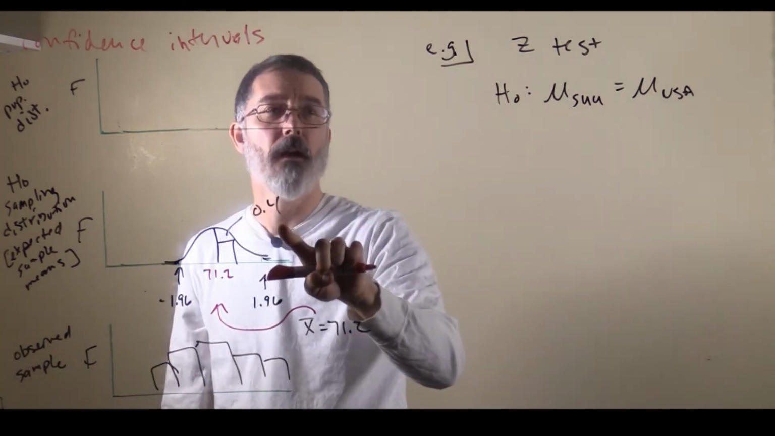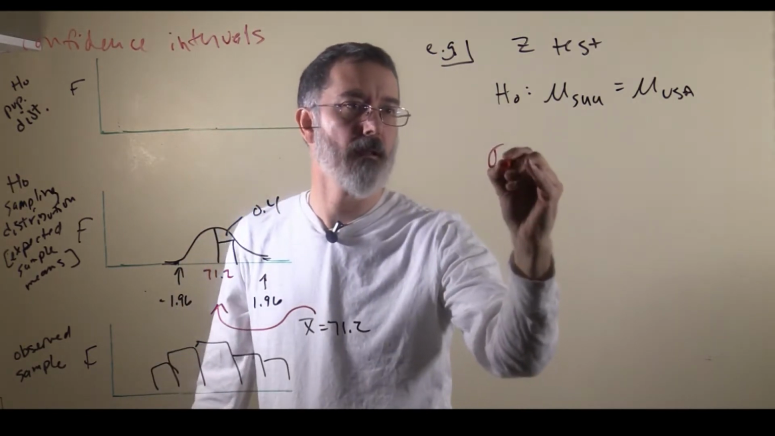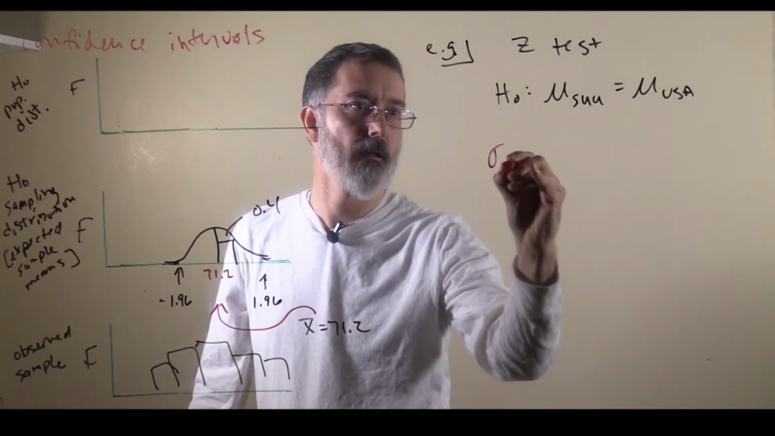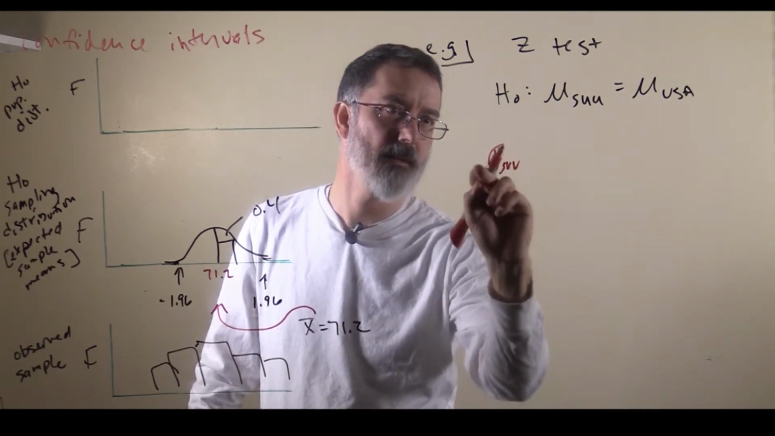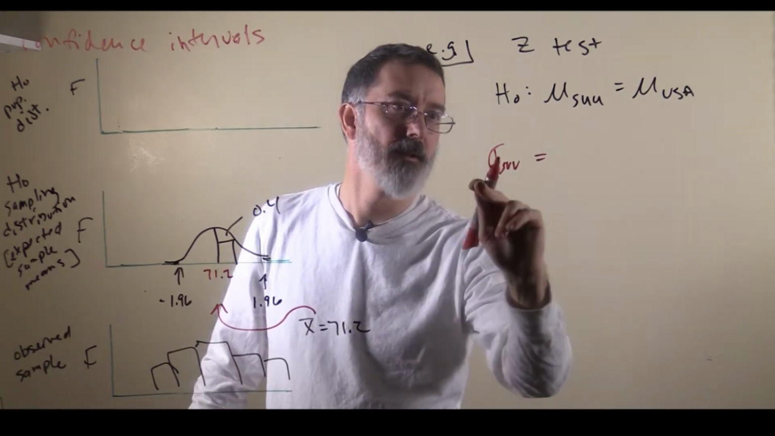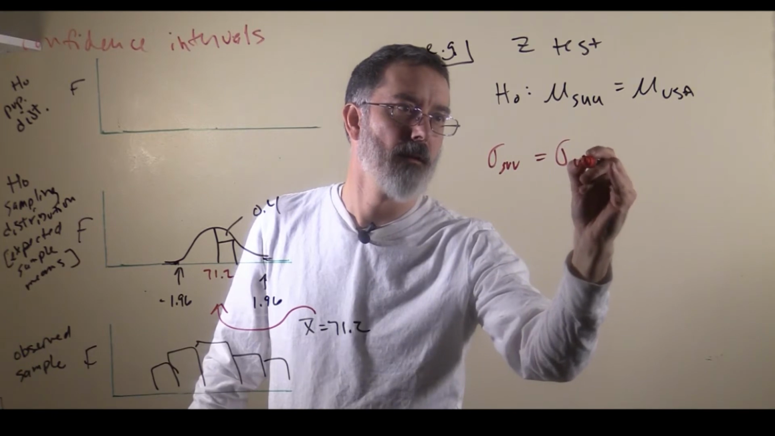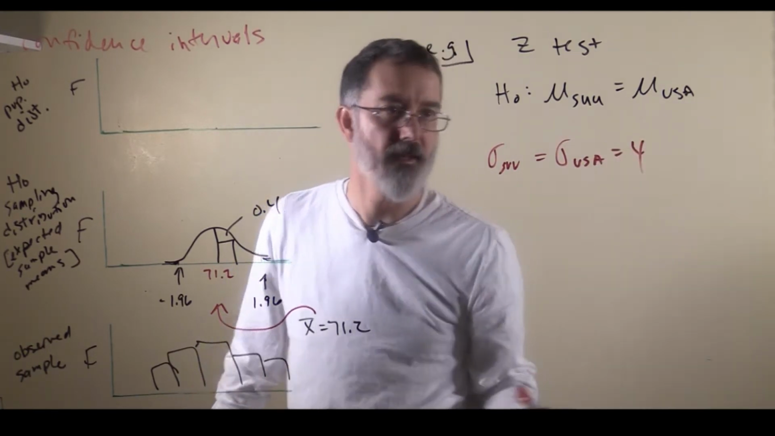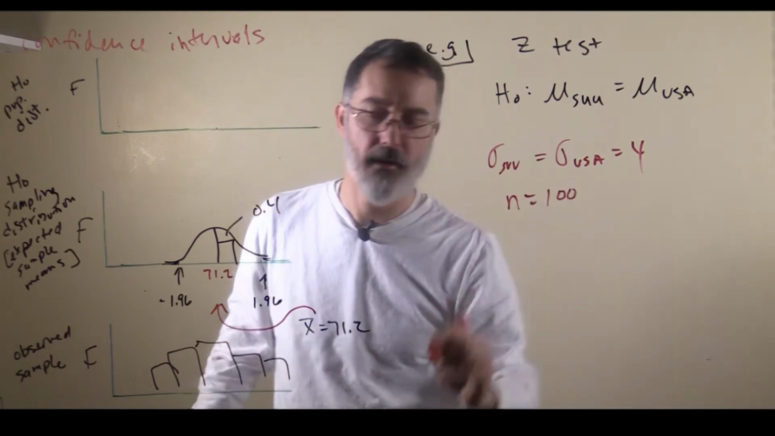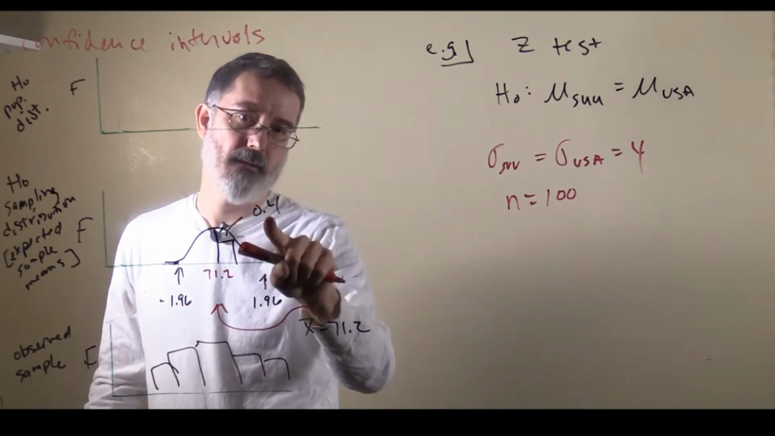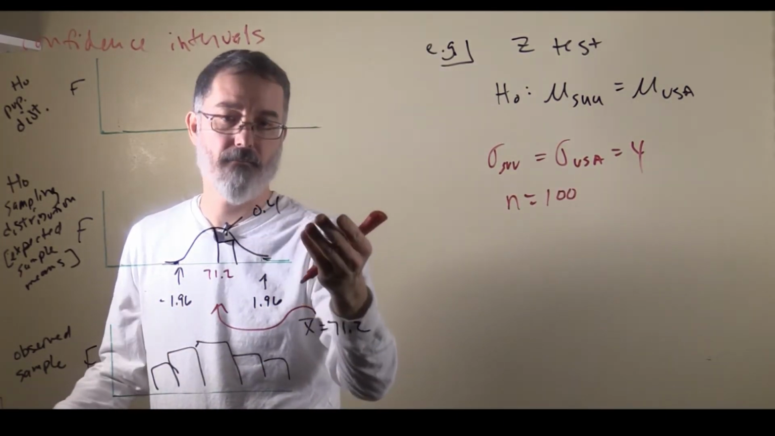We're actually going to assume that the SUU men's heights have the same standard deviation as American men's heights to keep things simple. And of course, when we're doing this, we're going to keep our sample size at 100 again. So that means our standard error is still 0.4.